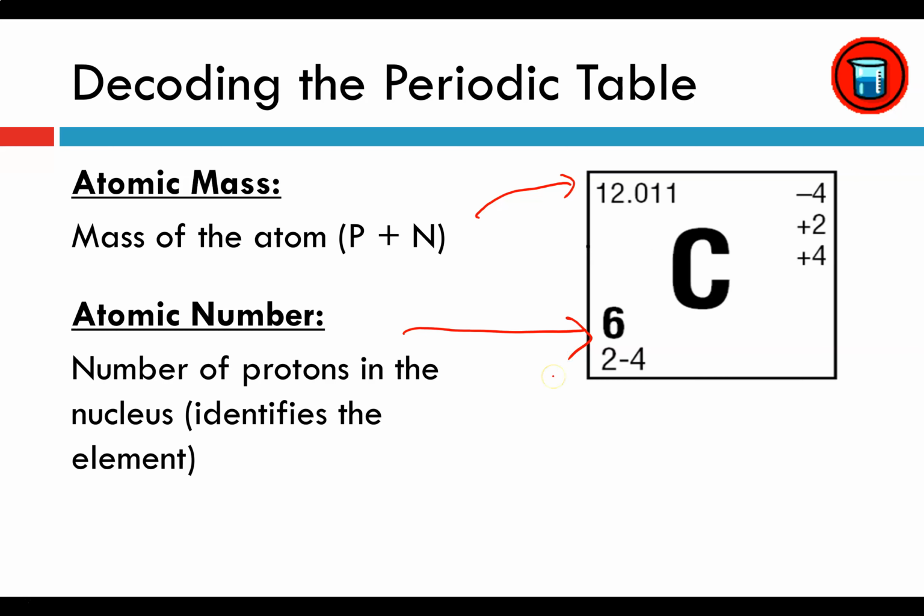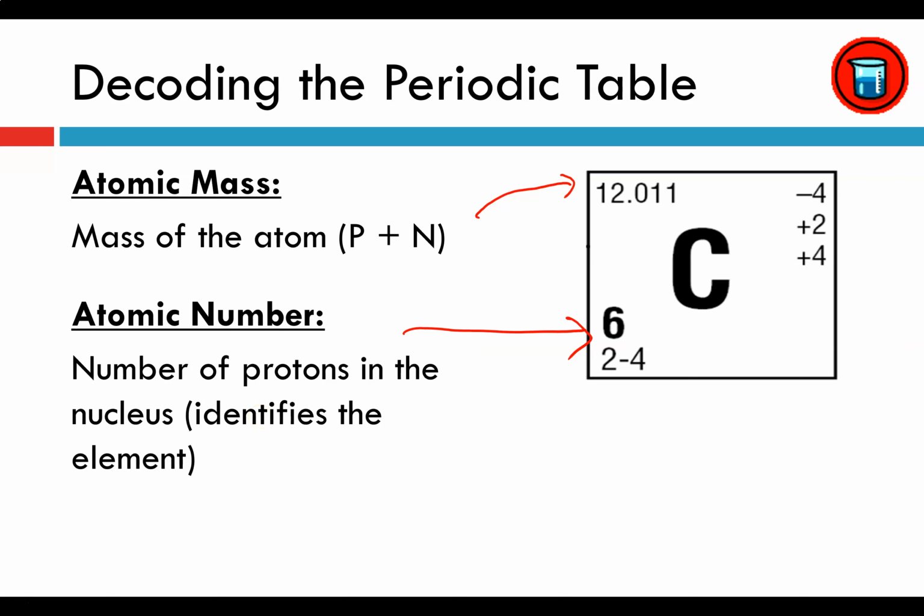If it's got 6 protons in its nucleus, it must be a carbon atom. If it's got 17 protons in its nucleus, it has to be chlorine. If it's got 92 protons in its nucleus, it has to be uranium. So that's what we mean when we say that atomic number identifies the element.